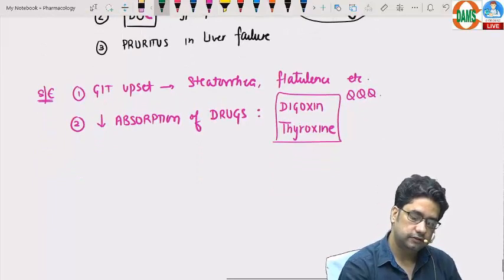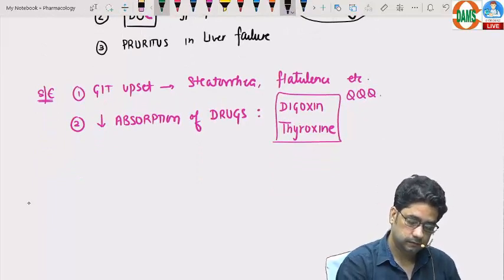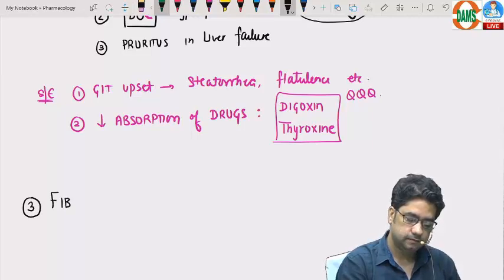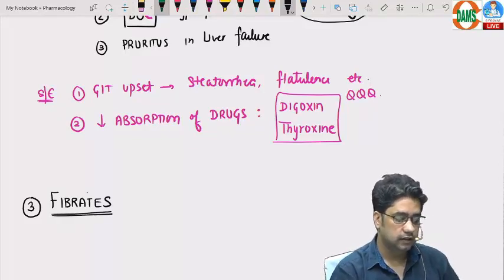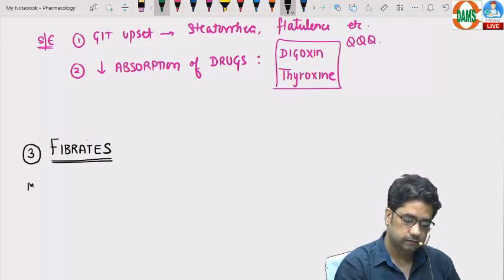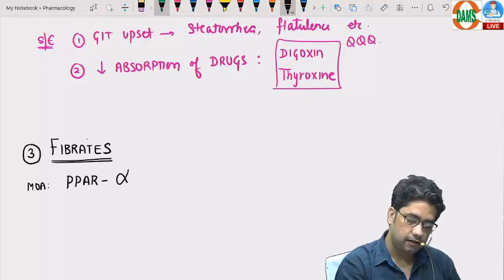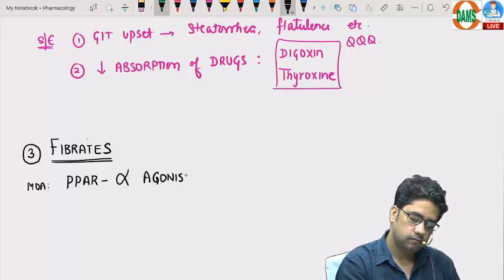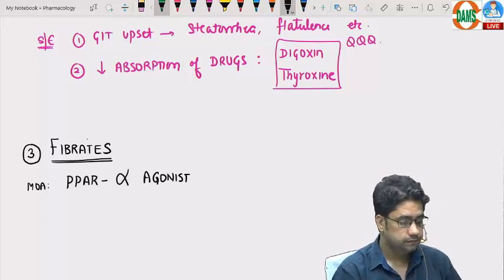Third class of drug is fibrates. Mechanism of action: fibrates are PPAR alpha agonist. Okay.